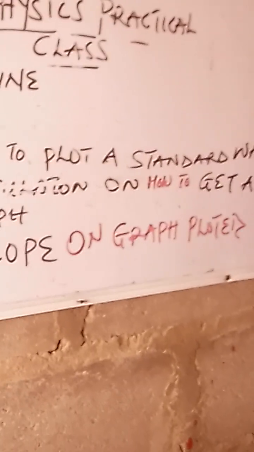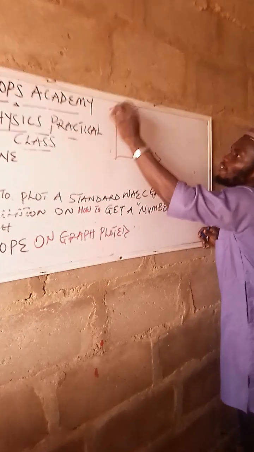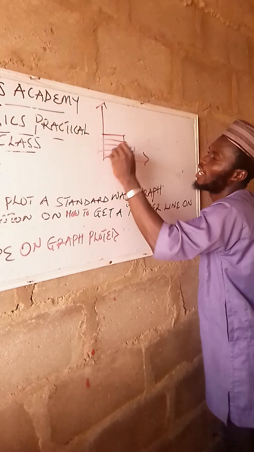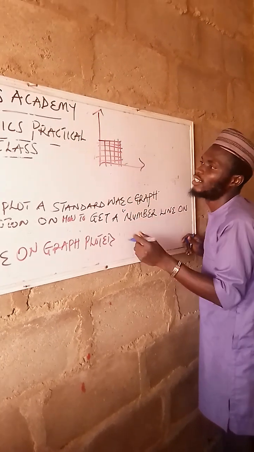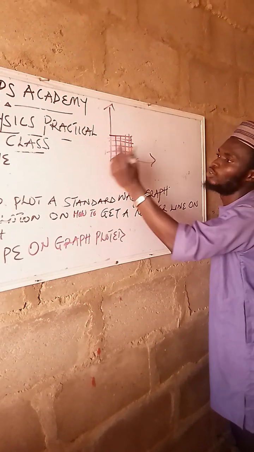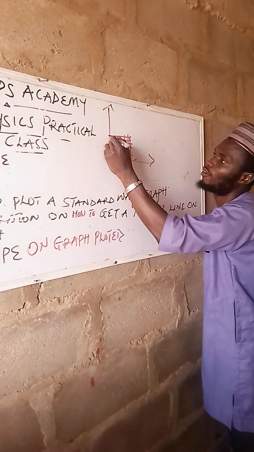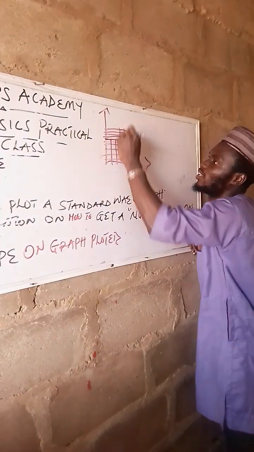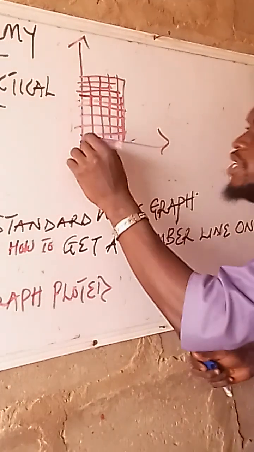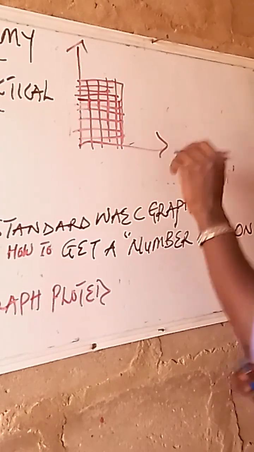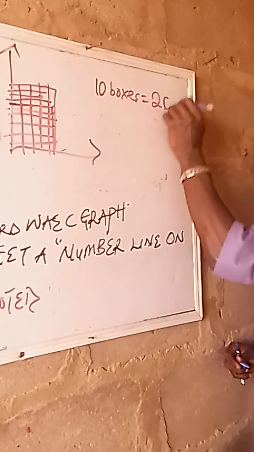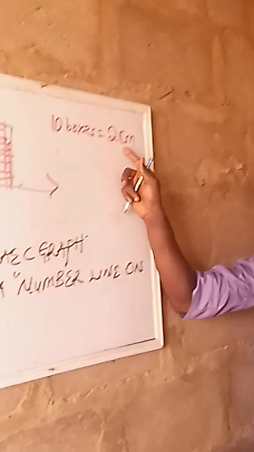So the condition of plotting a physics graph is that 10 buses as we are counting it. Note that this is the vertical axis, and this is the horizontal axis. If there are 10 like this, you won't start from here. You will start from this: 1, 2, 3, 4, 5, 6, 7, 8, 9, 10. Now let's assume this is a graph. From here to here, it is 10 boxes. 10 boxes equals 2 centimeters in physics. 10 boxes make what? 2 centimeters.